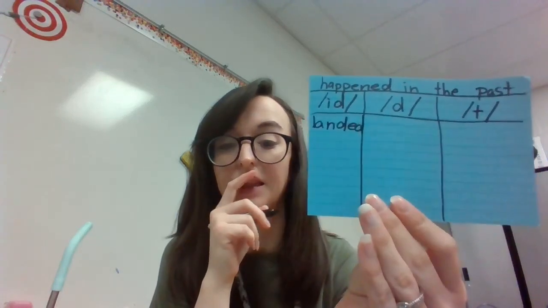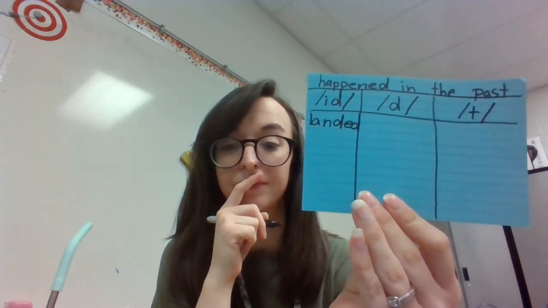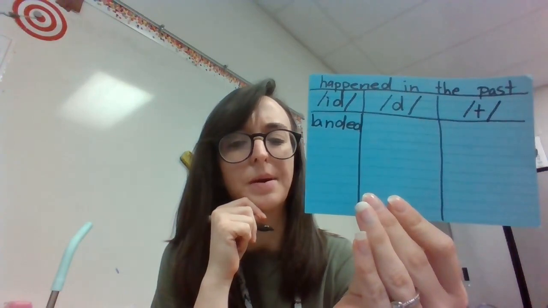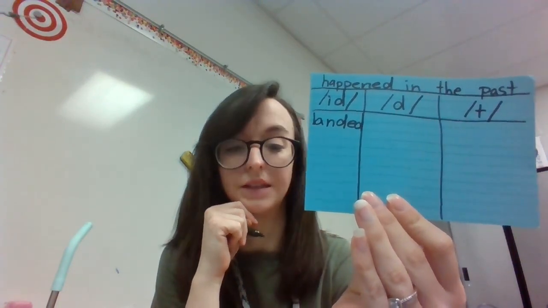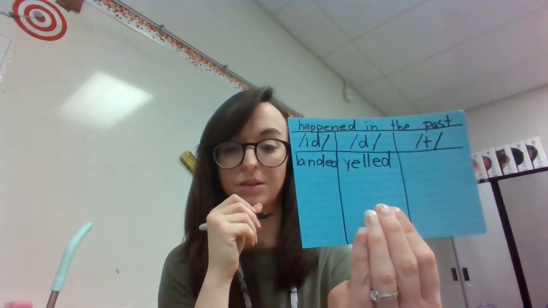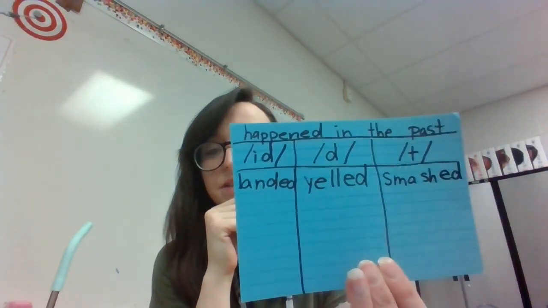So I'm going to write that. Landed. What did he do when the bee landed on his arm? He yelled. Yelled. What sound is it making? In yelled, the ED is making the d sound. So that's my key word there. And then what did he do to the bee after it landed on him and stung him? He smashed it. What sound is ED making in smashed? It's making the t sound.